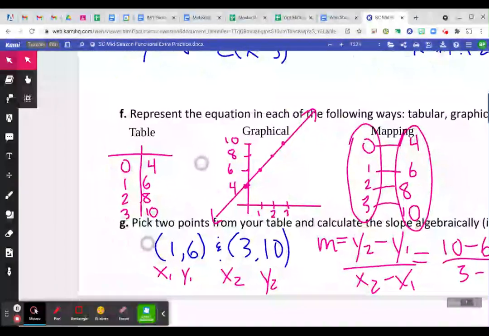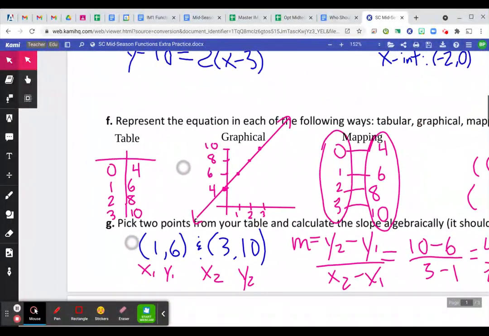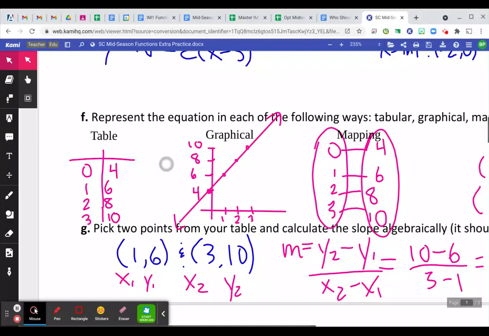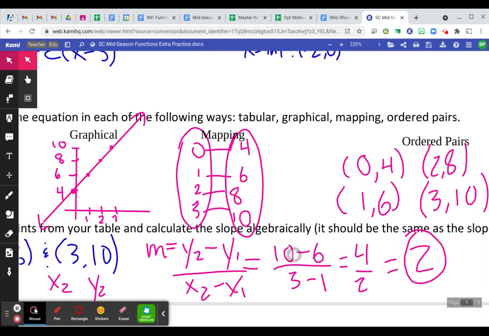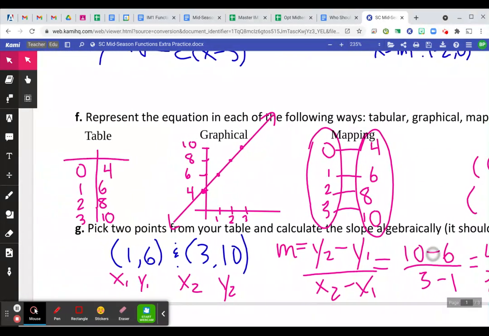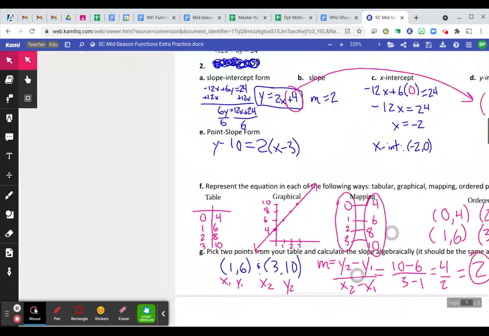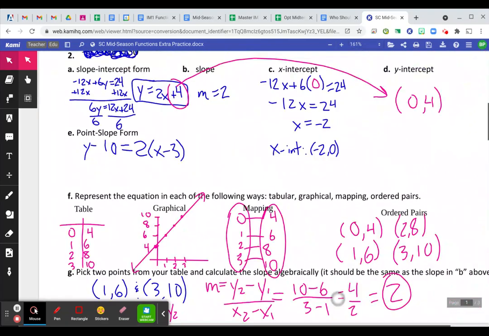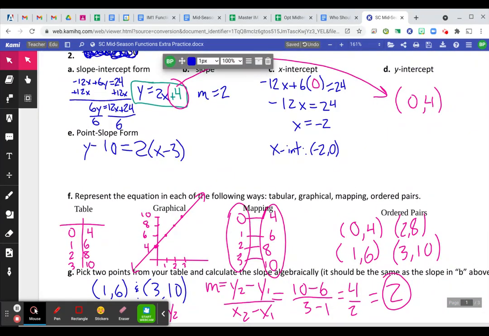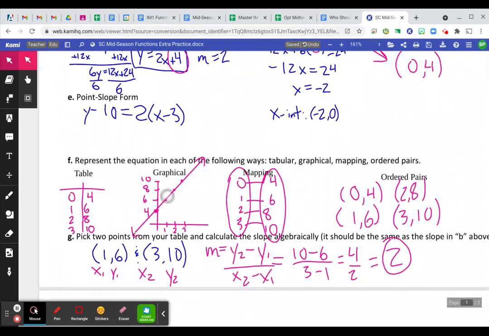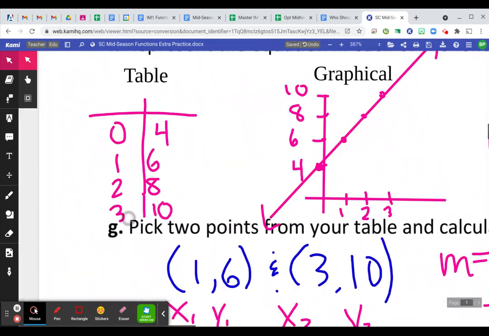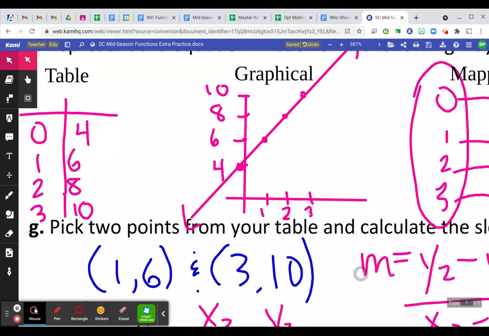F, a little more detailed here. You need to demonstrate in each of the 6 mathematical representations. Actually, I think I only had 5 there. Actually 4. Tabular, graphical, mapping, and ordered pairs. Here's my table. I created a table. How did I do that? Well, I know the 0th term is 4. I took that from the y-intercept. So I started with that, and I knew the common difference was 2. Pattern stuff, right? And I just added 2 each time to get to each subsequent term for second and third terms. Same thing, I graphed it.